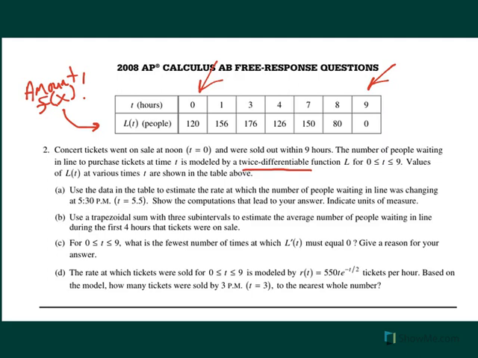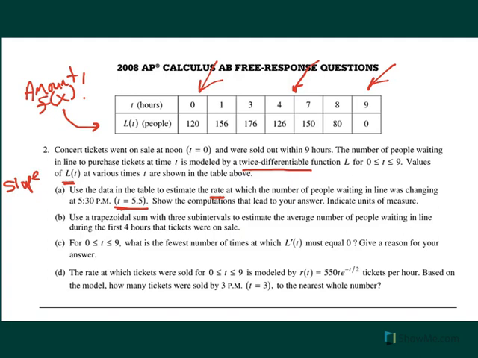So part A says use the data in the table to estimate the rate. So we're going to want the rate. When I read that, I think slope. So this is going to be a slope question. They want the rate of change at which the number of people waiting in line is changing at the instant in time of 5.5. So they want to know what the slope is, the rate of change at 5.5, somewhere between 4 and 7. Since we don't have an algebraic equation for L of t, we can't just take the first derivative and find L prime. So we're just going to have to use the chart to come up with an approximate slope.